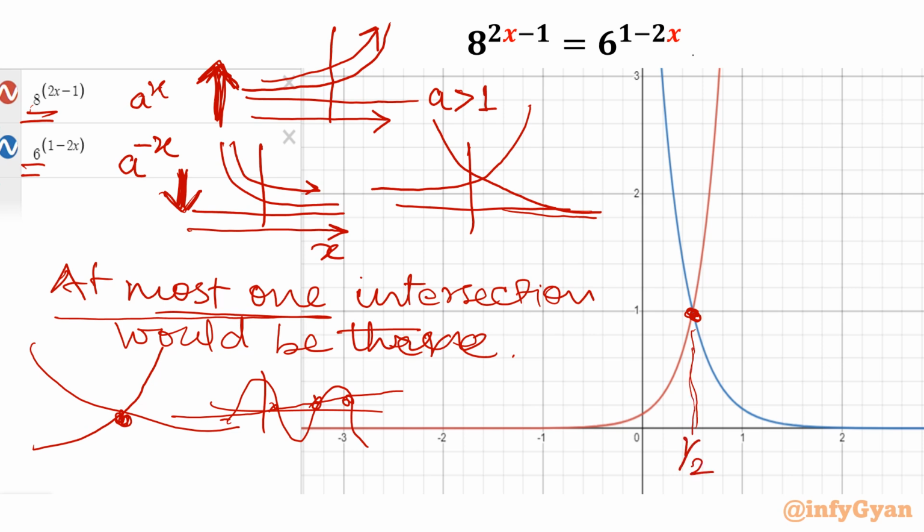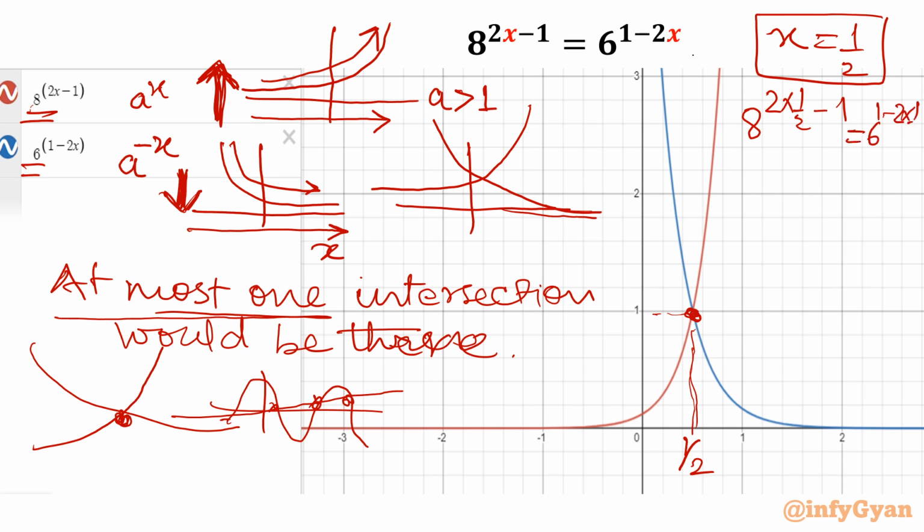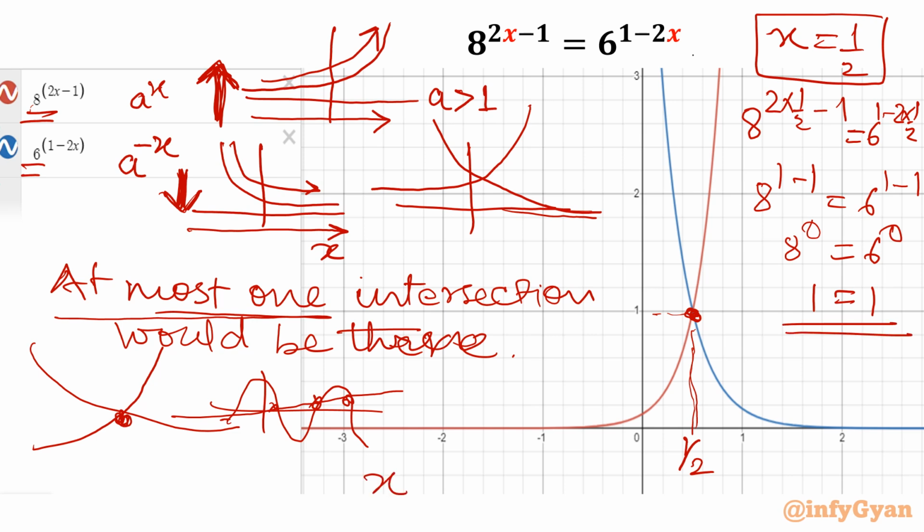And if you check the value, if you put half, you can check the value also. I am putting x equal to half. So the value will be 8 raised to the power 2 into half minus 1 equal to 6 power 1 minus 2 into half. So 8 power 1 minus 1 is equal to 6 power 1 minus 1. 8 power 0 is equal to 6 power 0, 1 equal to 1. That means x equal to half is the only real solution for the given exponential equation.